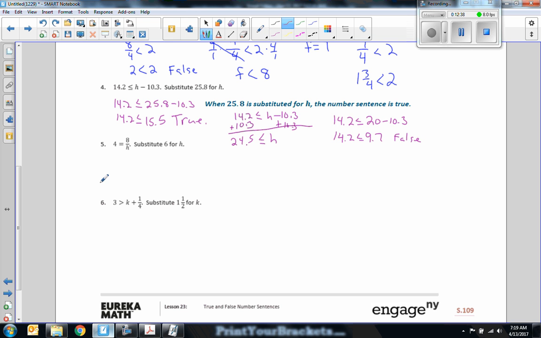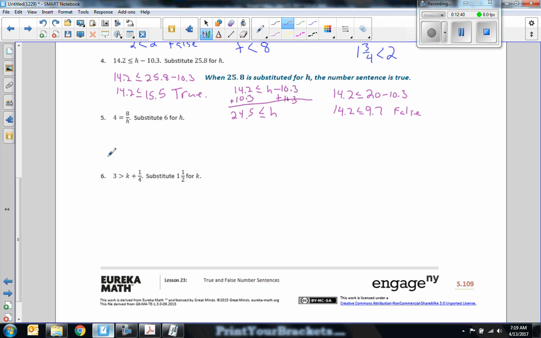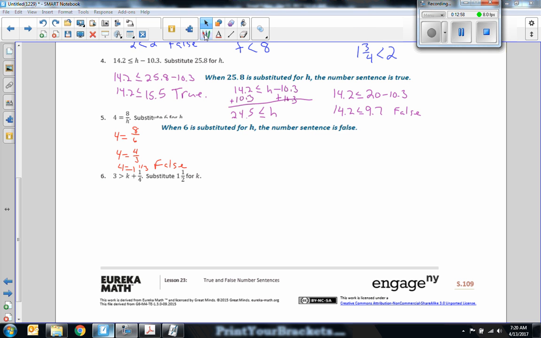Okay? Number 5. Substituting 6 for h. 4 equals 8 over 6. 4 equals 4/3, or 4 equals 1 1/3. That is false. A complete sentence is when 6 is substituted in for h, the number sentence is false.